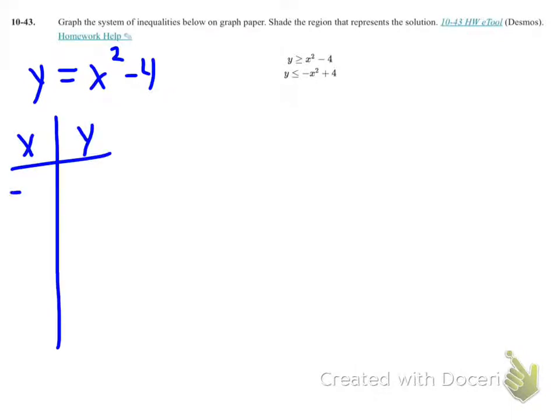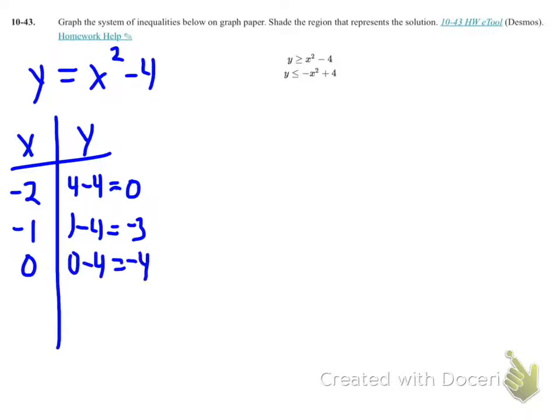So if I put in, let's say, a negative 2, negative 2 squared is positive 4, minus 4, I get 0. So when x is negative 2, I get 0. If I put in a value like negative 1, squared is now going to be 1, and minus 4 is negative 3. So I have the coordinate point negative 1, negative 3. When I put in 0, I get 0 minus 4, which is negative 4.